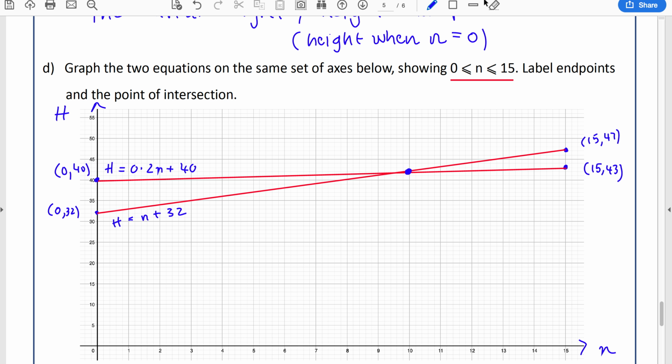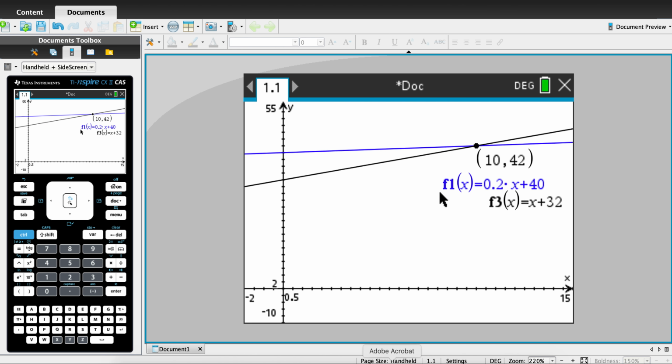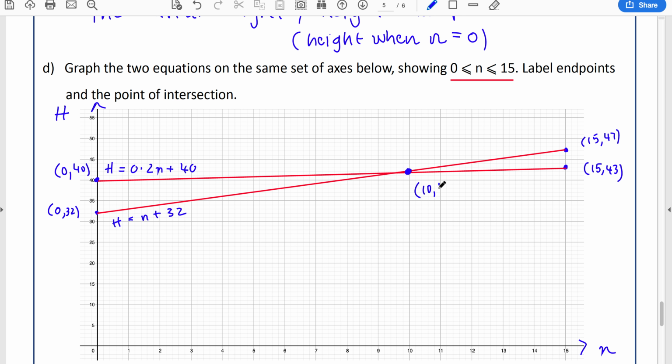And if need be, I can move my lines slightly, but don't worry too much as long as it's fairly rough, fairly close. Do what I did and just make your dot a tiny bit bigger just to show that we intended them to intersect across this 10, 42 point. So it was 10 and 42. All right, so we do make sure that we label that as well.